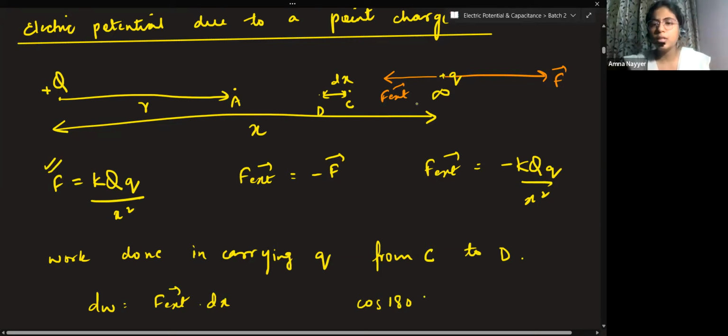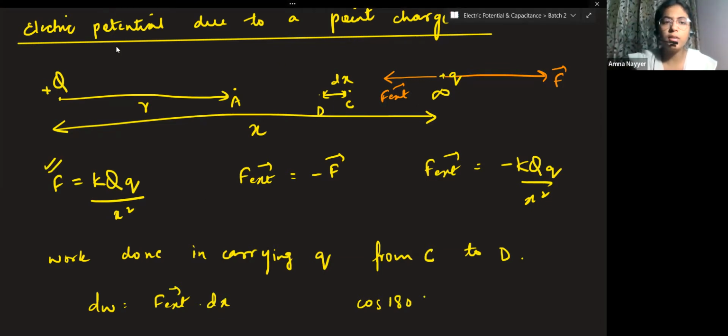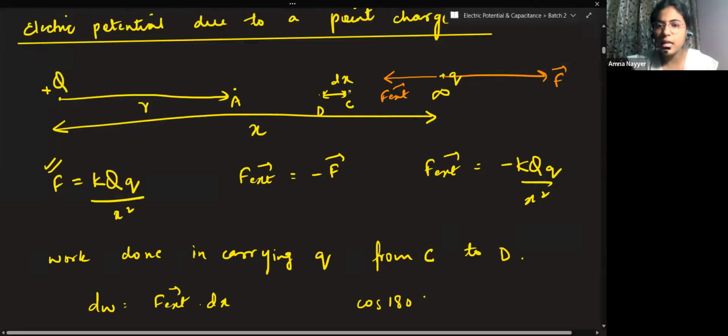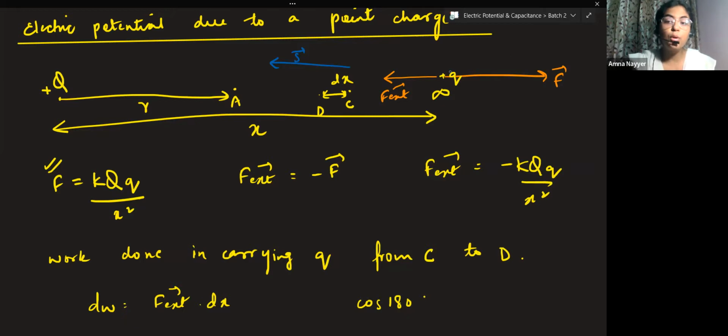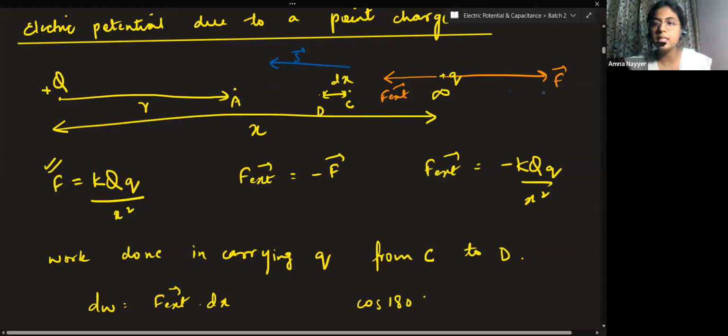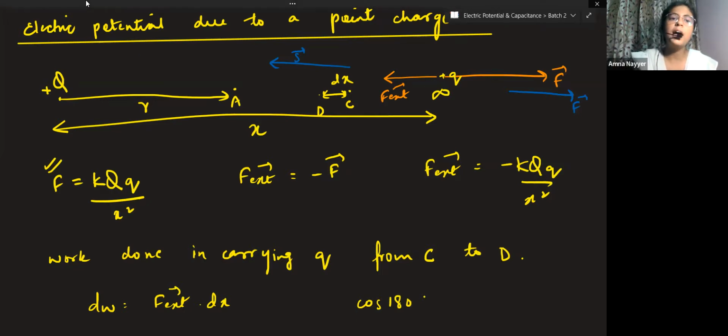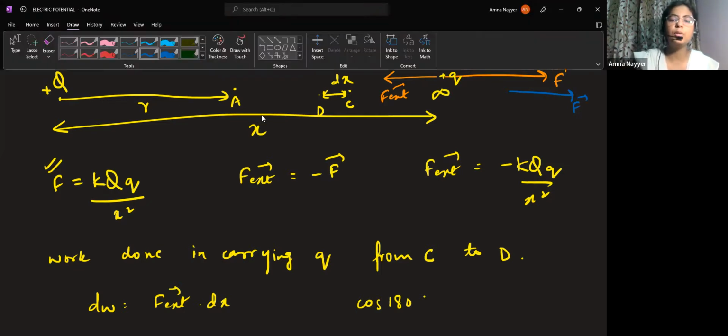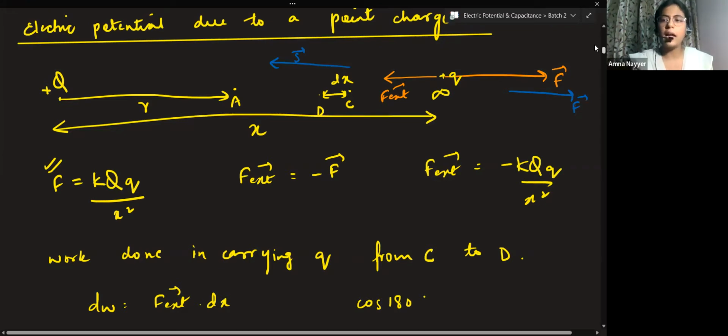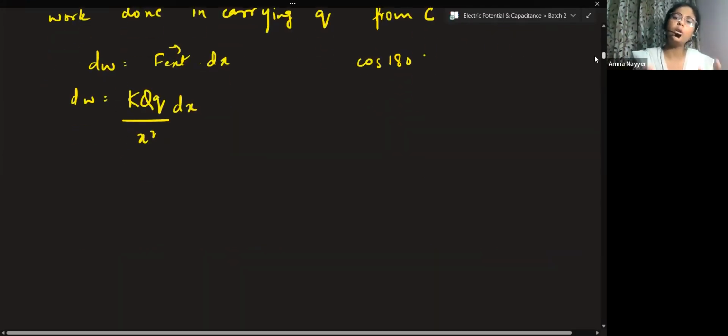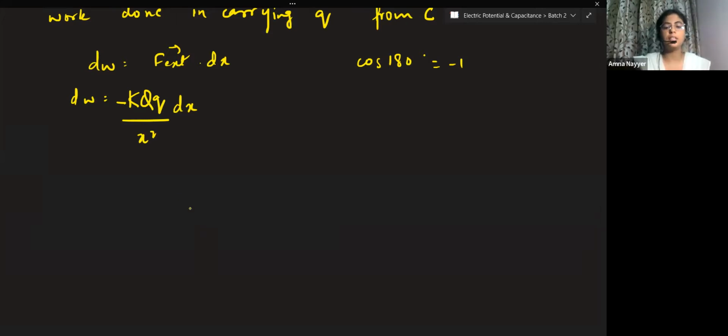You will see how. So see, displacement is in which direction? Look carefully. Displacement is occurring in this direction from C to D. And the force that is already acting on the system is in this direction. Both are making an angle of 180 degrees, means both are anti-parallel to each other. So right now, don't put the negative sign. You'll automatically get it, because cos 180 is minus 1. So you get minus K capital Q small q by x square times dx. So you have the work done.